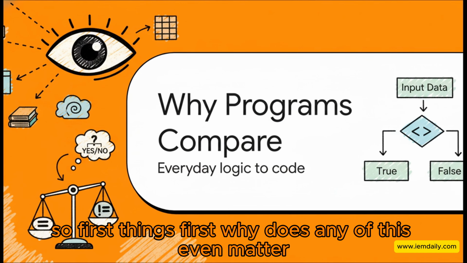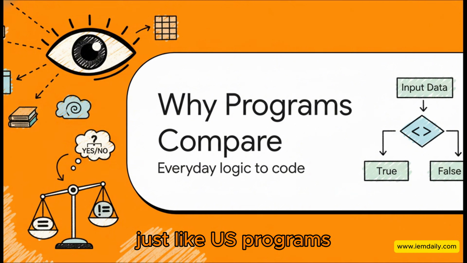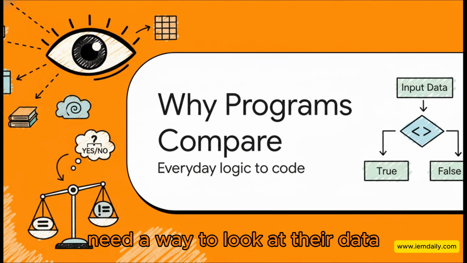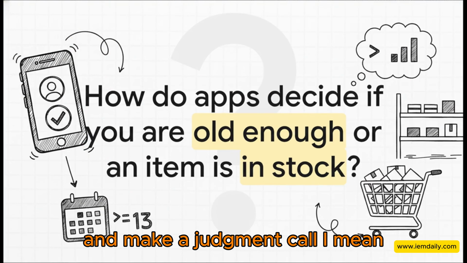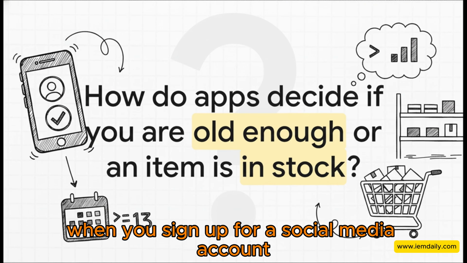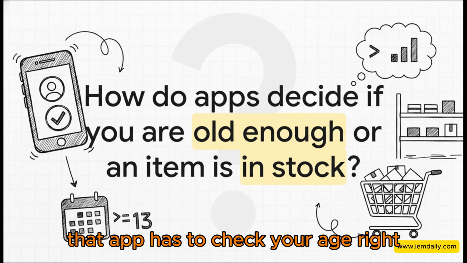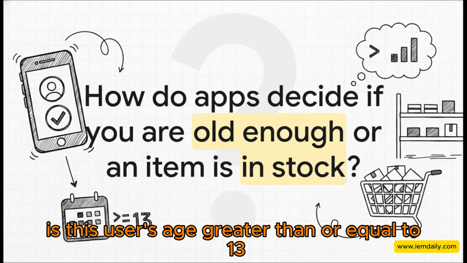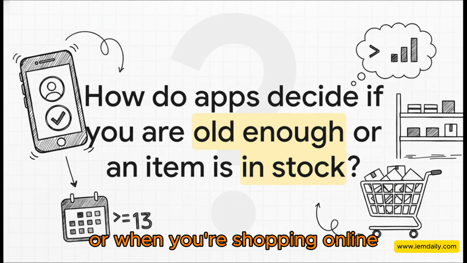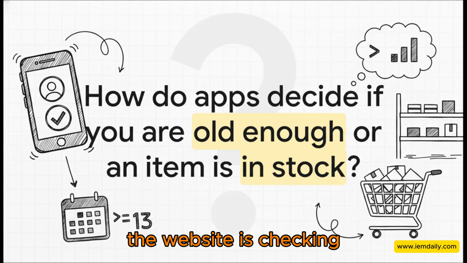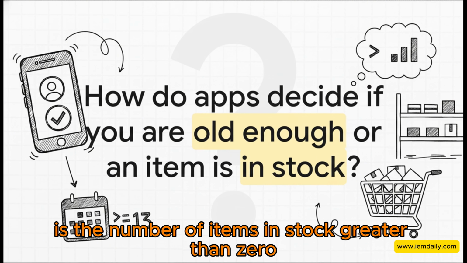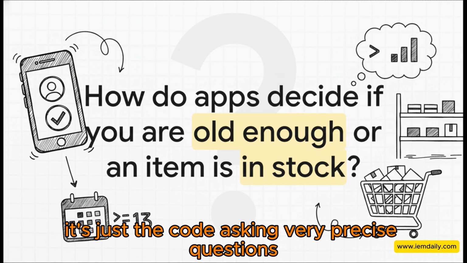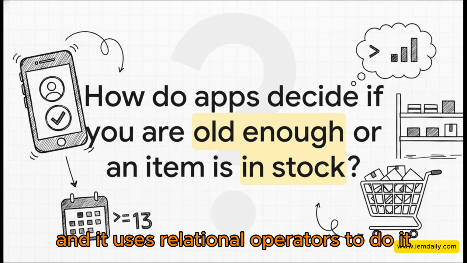Okay, so first things first. Why does any of this even matter? Well, it's pretty simple. Just like us, programs need a way to look at their data and make a judgment call. I mean, think about it. When you sign up for a social media account, that app has to check your age, right? It's literally asking the question, is this user's age greater than or equal to 13? Or when you're shopping online, the website is checking, is the number of items in stock greater than 0? This isn't magic. It's just the code asking very precise questions, and it uses relational operators to do it.